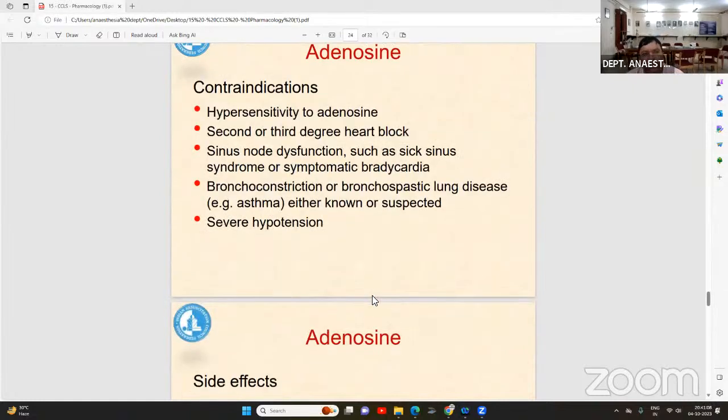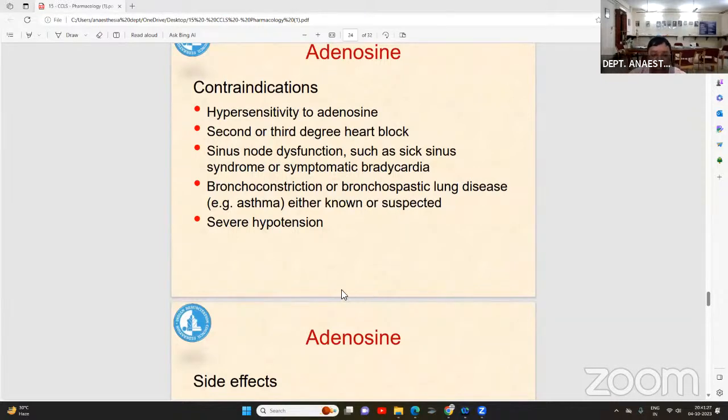So what are the contraindications? Hypersensitivity to adenosine, second and third degree heart blocks because it further aggravates the block, and SA node dysfunction such as sick sinus syndrome and symptomatic bradycardia. Some may have anaphylactic reactions. Adenosine may cause bronchospasm, especially in asthmatic patients, and severe hypotension.